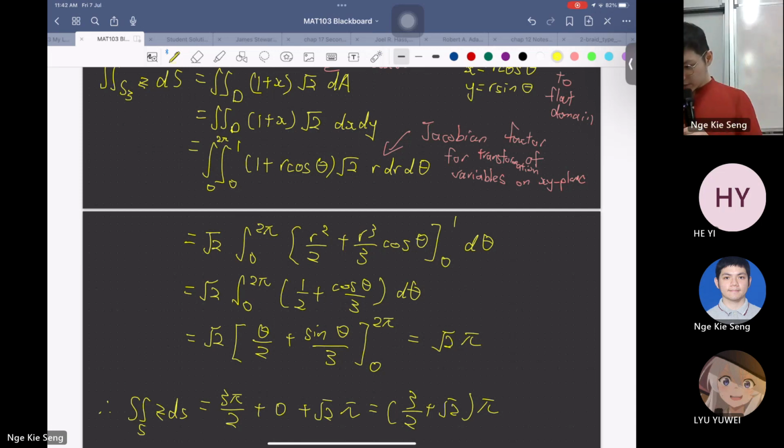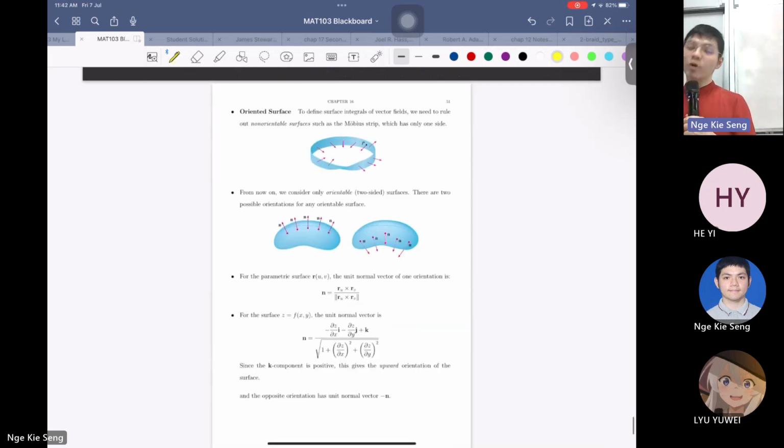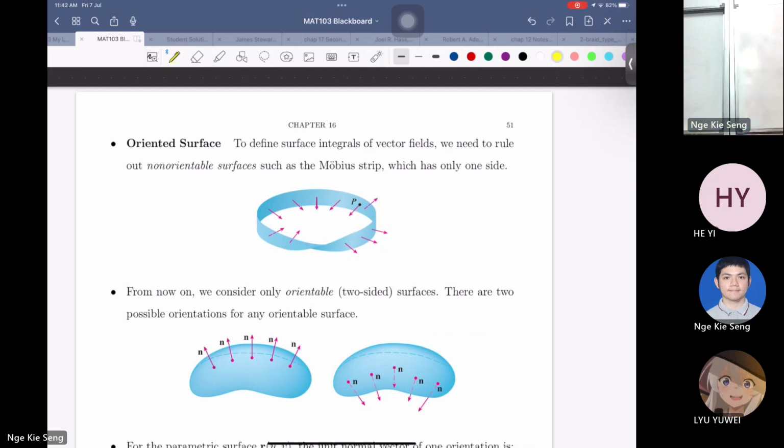Let's continue. Next, we want to compute something other than the surface integral of a scalar field. We want to define the surface integral for a vector field. The line integral for a vector field is called work, but the surface integral for a vector field is called flux. You can think of a magnet. How do two magnets stick together? You can think of some field coming out of the magnet.